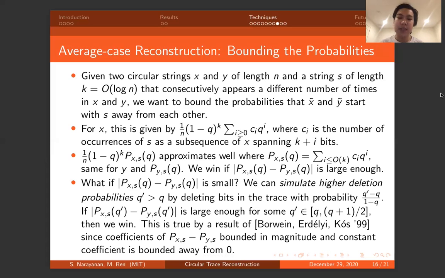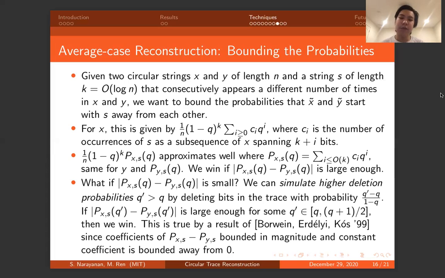In this case, what we can do is simulate higher deletion probabilities by essentially feeding the traces through another deletion channel, this time with probability (q' minus q) over (1 minus q). So the overall effect is that the string goes through a deletion channel of probability q'. Then we just need that p of x, s and p of y, s differ by a large enough amount on this interval, say from q to q plus 1 over 2.